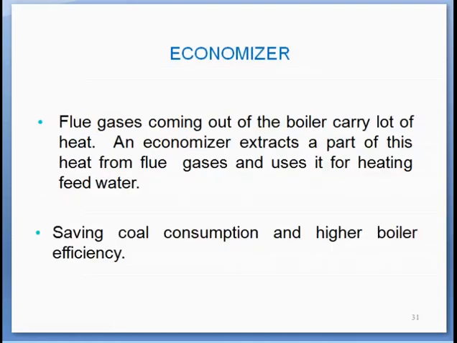The next important component is the economizer. In the economizer, we extract heat from the flue gases coming out, and a part of this heat is used for heating the feed water. It helps in saving coal consumption and increases boiler efficiency.